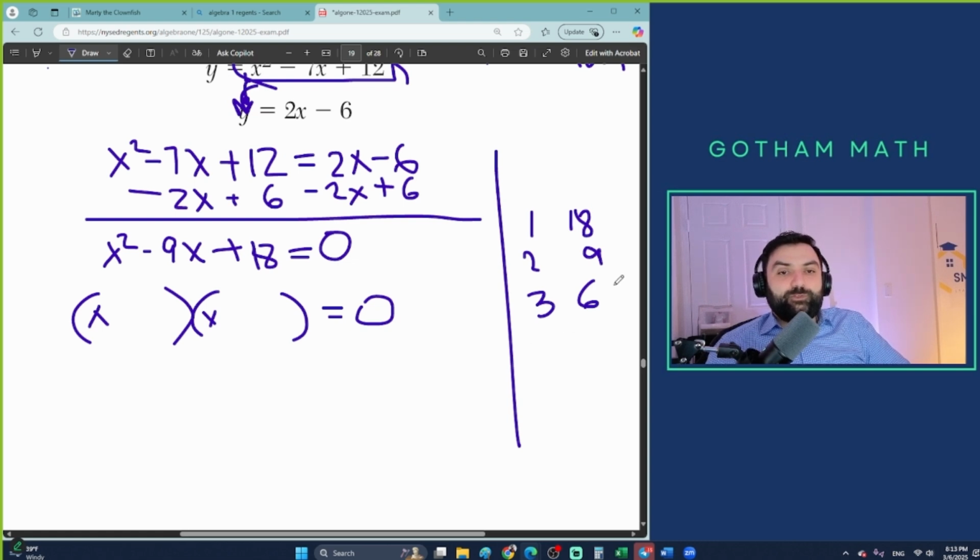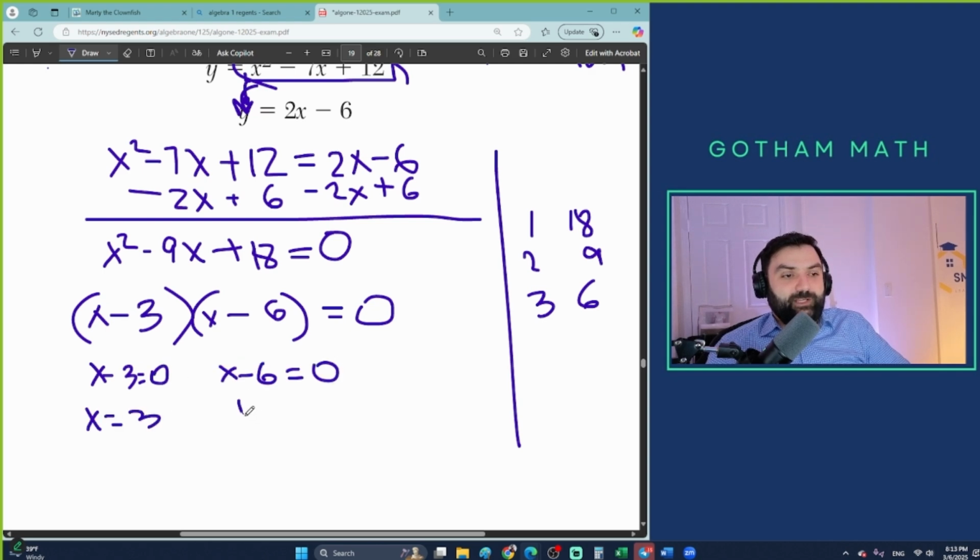What we're going to use is 3 and 6, because these two numbers can produce negative 9. So it's going to be negative 3 and negative 6, because negative 3 plus negative 6 is negative 9. Negative 3 times negative 6 is positive 18. Then we set these parentheses separately equal to 0. But in reality, we're just taking the opposite signs of the numbers that we just got, 3 and 6.